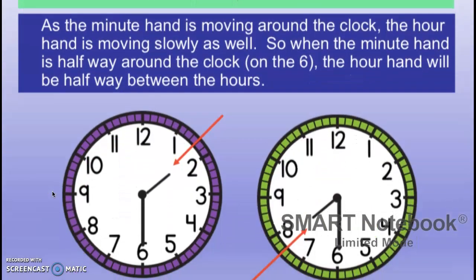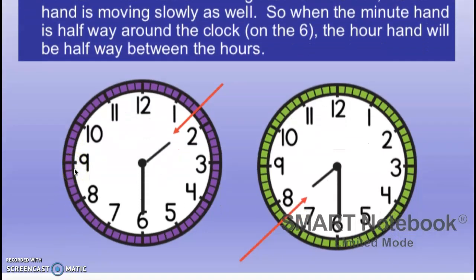Okay, remember, as the minute hand is moving around the clock, the hour hand is moving slowly as well. So when the minute hand is halfway around the clock, or on the 6, the hour hand will be halfway between the hours. All right, let's go ahead and read this one, the purple one, together. Look at the hour hand first. It's between the 1 and the 2, so it's not quite 2 o'clock. So it's 1 what? Yes, that is correct. It is 1:30.